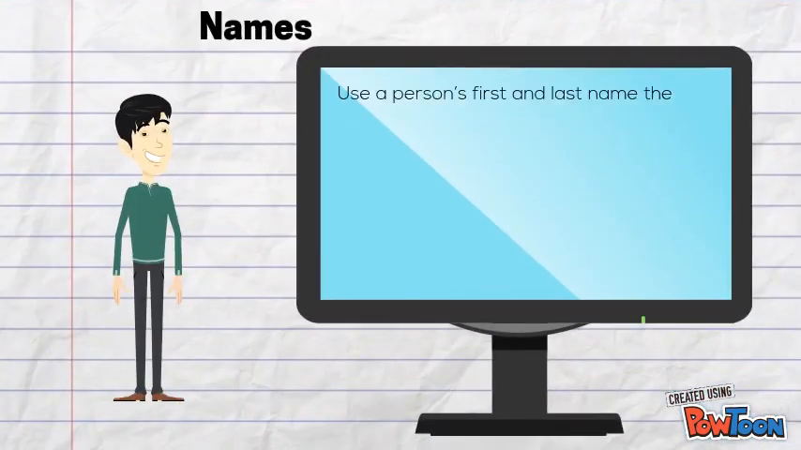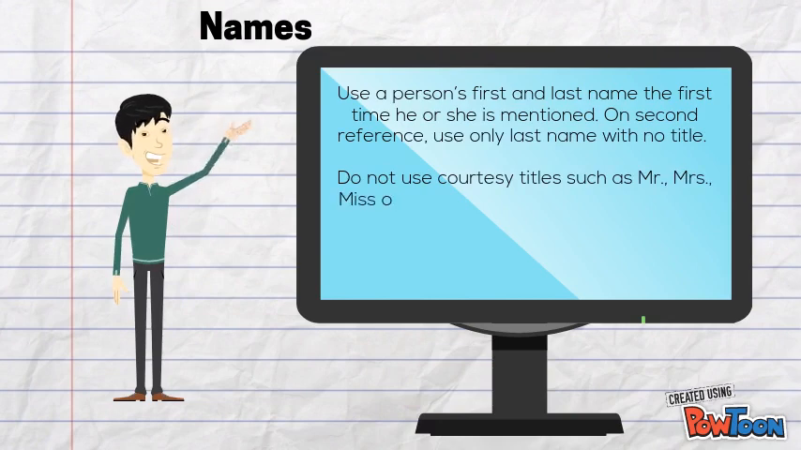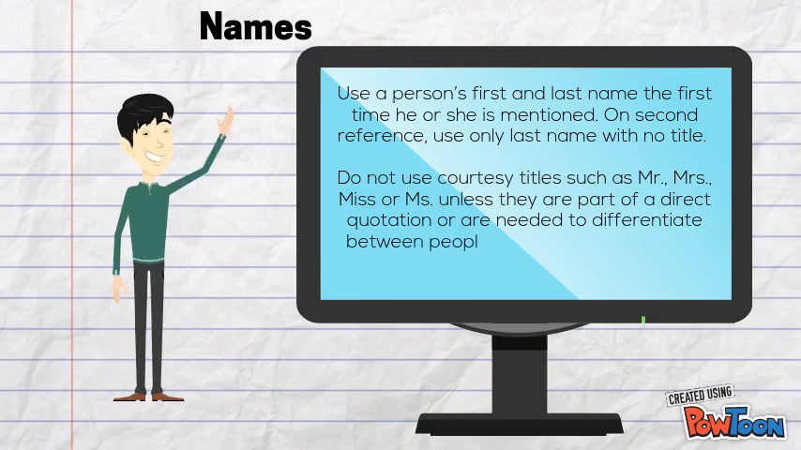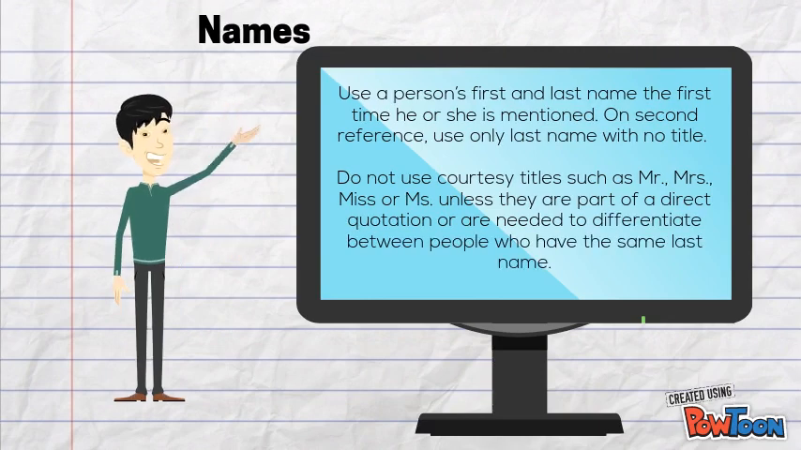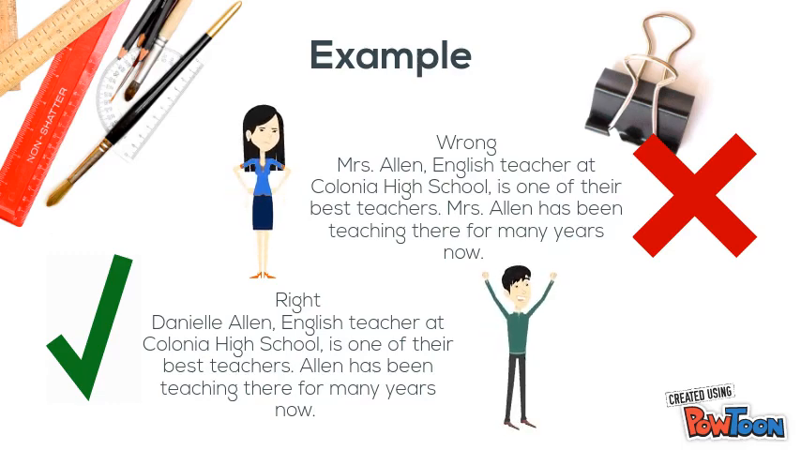Names. Use a person's first and last name the first time he or she is mentioned. On second reference, use only the last name with no title. Do not use courtesy titles such as Mr., Mrs., Miss, or Ms. unless they are part of a direct quotation or are needed to differentiate between people who have the same last name. If you look at the two sentences, the proper way to write someone's name will be to write out their full name first, and on the second mention, to only say their last name. For example, Danielle Allen, an English teacher at Colonia High School, is one of their best teachers. Allen has been teaching there for many years.